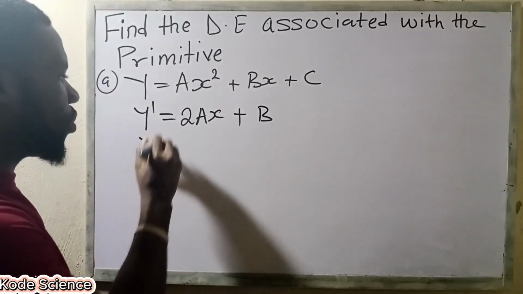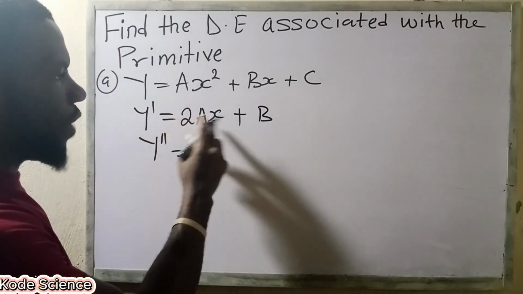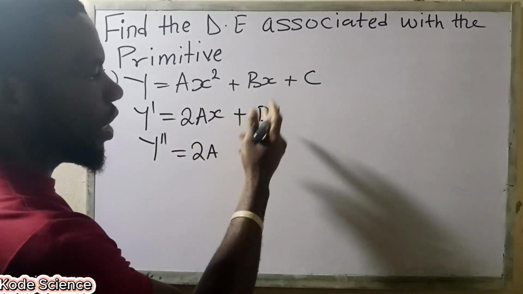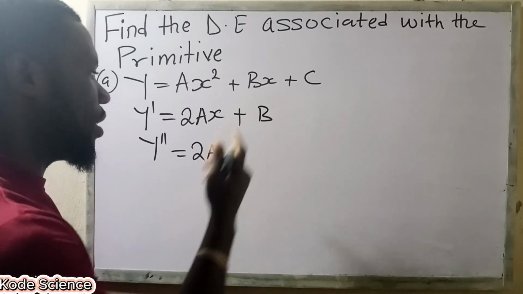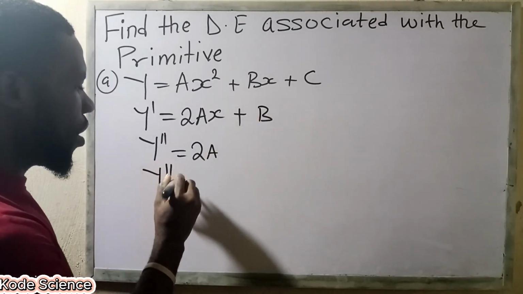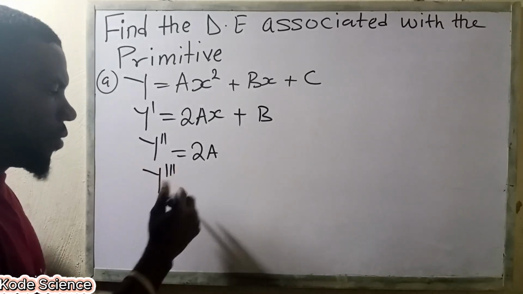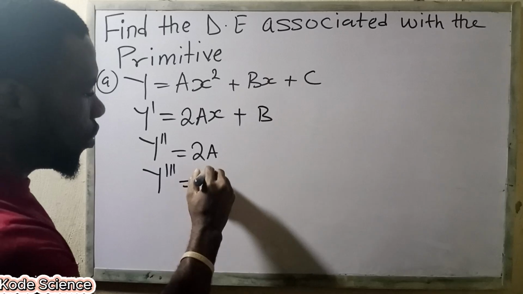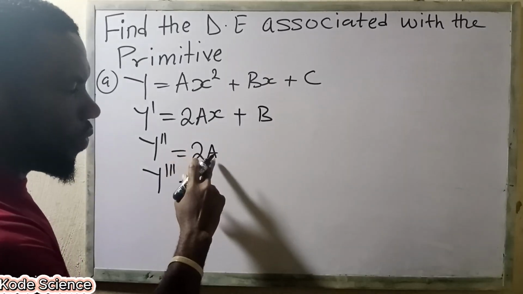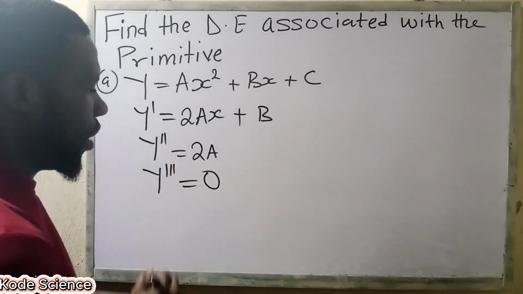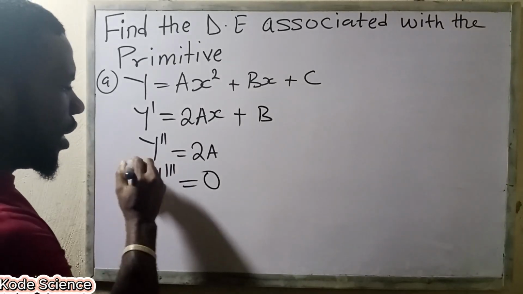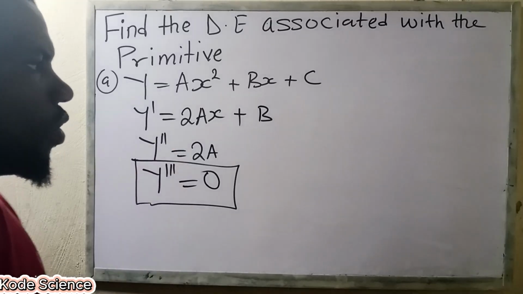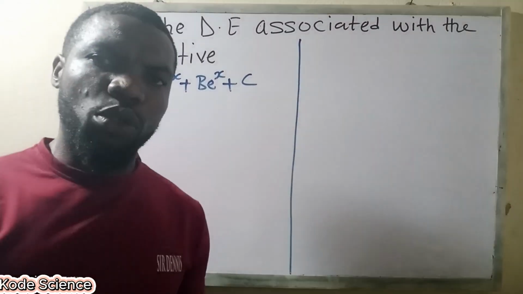So we differentiate the second time. When we differentiate this, we're going to have 2a, and when we differentiate the constant b, without a function of x, it is gone. And we differentiate the third time, that means y triple prime, the third derivative, the third order, equals 0, because there is no function of x. So therefore, ladies and gentlemen, this is our answer to this particular question. Now let's look at question number two.